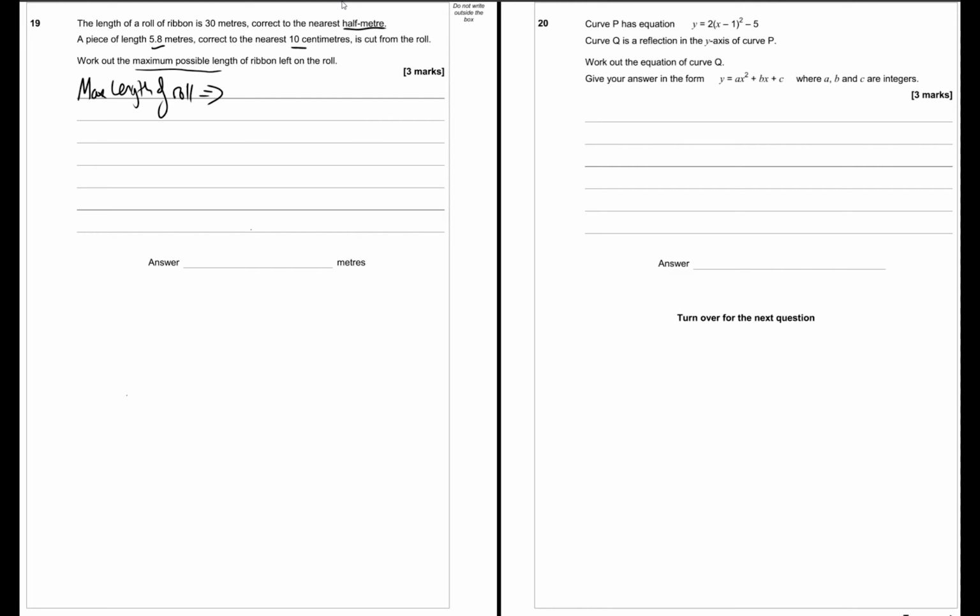So it says the length of the roll of ribbon is 30 meters, correct to the nearest half meter. So if it's correct to the nearest half meter, half meter is 0.5, that means the biggest it can be is going to be 30.25 meters. Okay, so we've maximized the length of the roll. Now we want to minimize. What do we want to do? We want to minimize the piece cut off. So let's see, min cut piece.